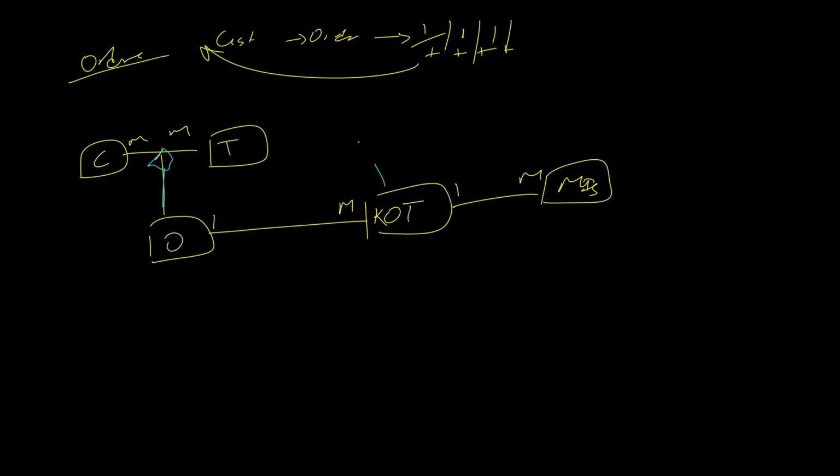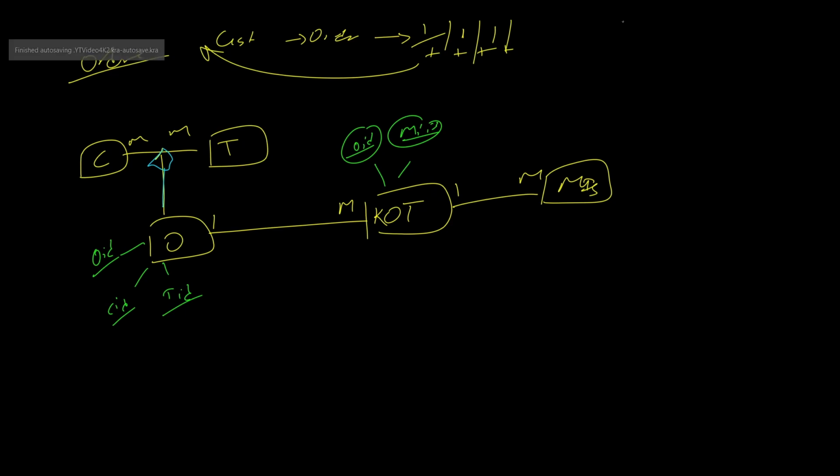So KOT will have the order ID and menu item IDs. Here we will have the order ID, we'll have the customer ID, we'll have the table ID. That's all. I thought this was going to be complicated, but it's not, because I remember I did something different. But yeah, that's it, I suppose.